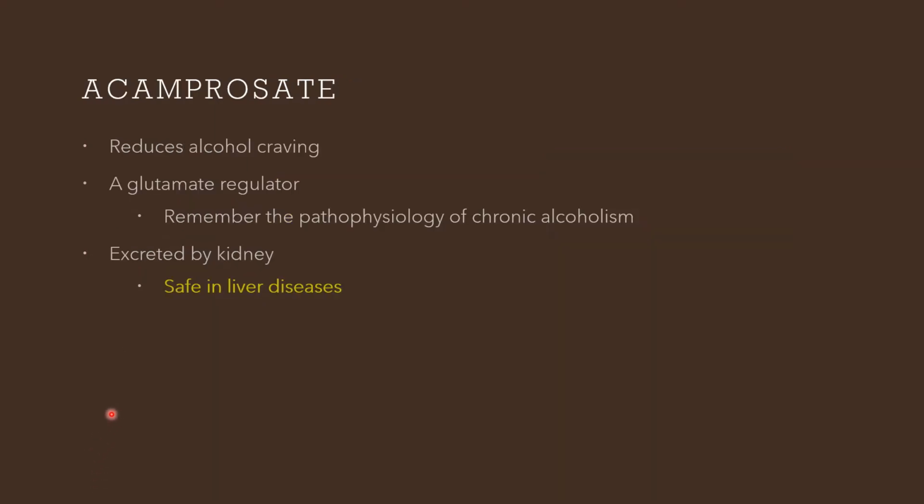Acamprosate is a really important drug that reduces alcohol craving, and it is a drug that has effects on glutamate receptors. You may want to remember that in chronic alcoholism, the implicated mechanisms are associated with GABA and glutamate receptors. So the important thing in here is acamprosate is excreted by the kidney.